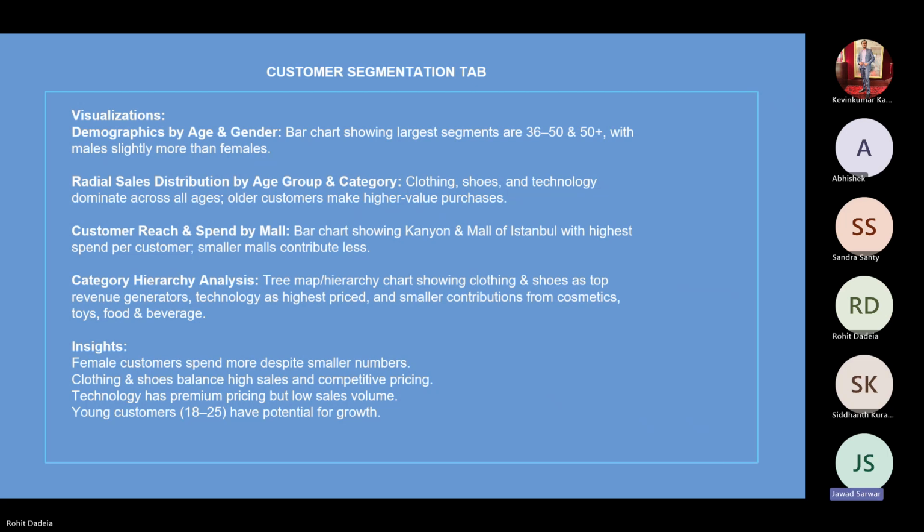The category hierarchy shows that clothing and shoes drive the most revenue due to the high sales volume and competitive pricing. Technology, while lower in volume, is the highest priced category. And finally, the growth opportunity is in the 18 to 25 age group, which is currently underserved and has strong potential. Next slide, please.